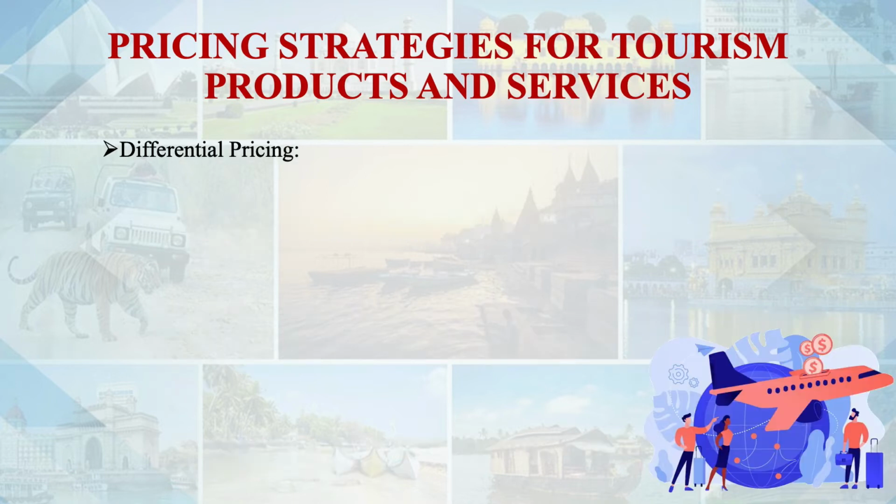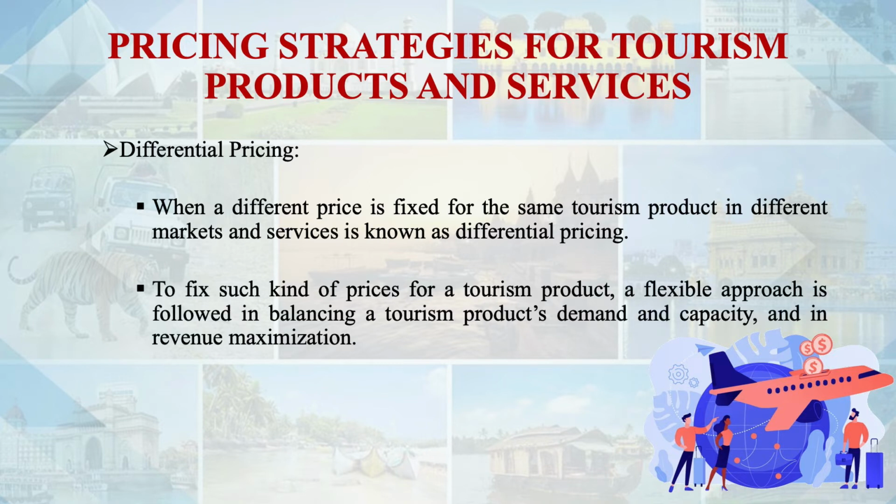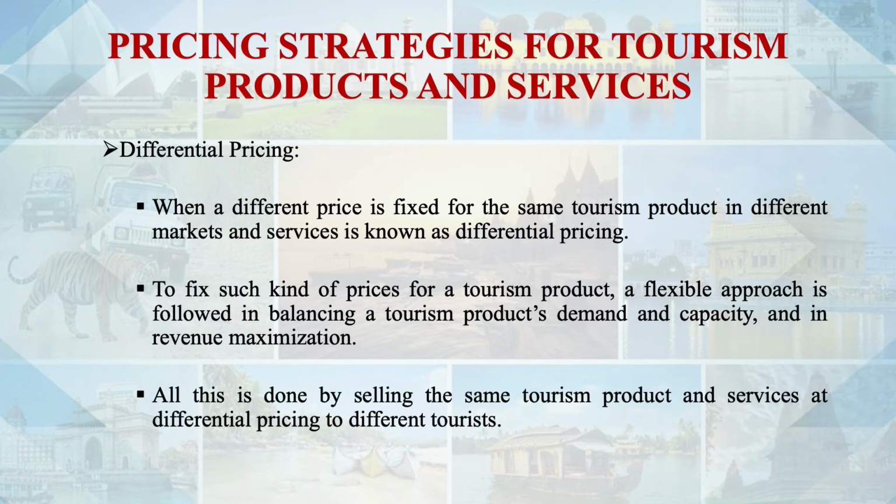The next one is differential pricing. Students, when a different price is fixed for the same tourism product and services in different markets, it is known as differential pricing. To fix such prices for a tourism product, a flexible approach is followed in balancing a tourism product's demand and capacity and in revenue maximization. All this is done by selling the same tourism product and services at differential prices to different tourists.